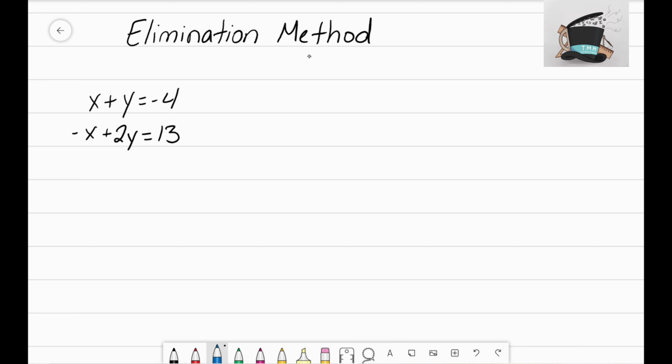So let's write that down. Elimination method is great when your variables and your constants are lined up.